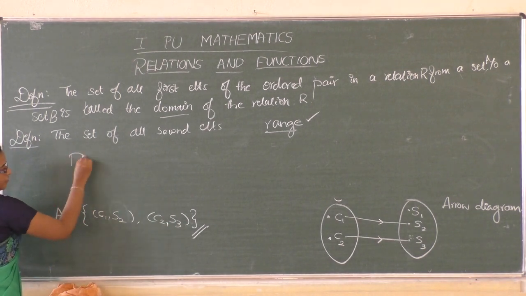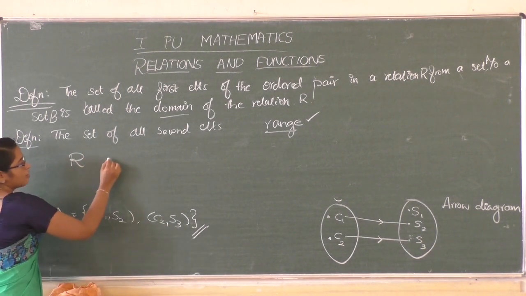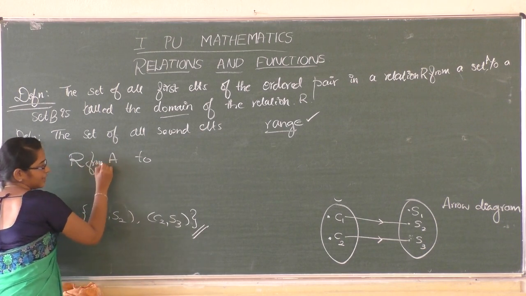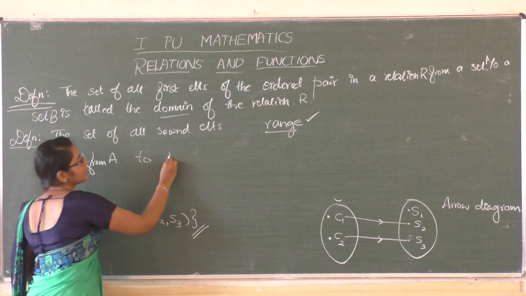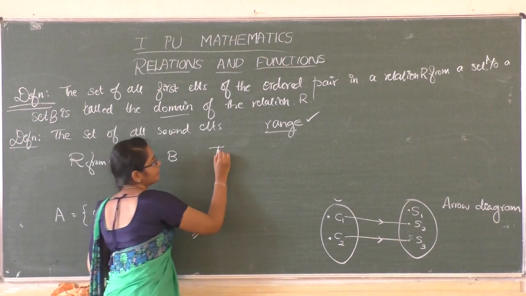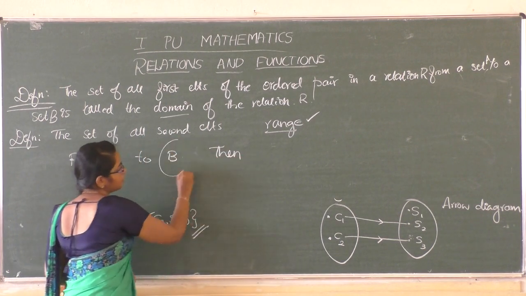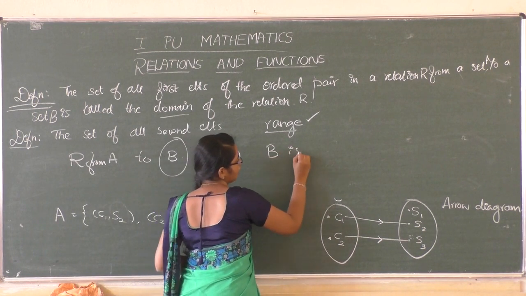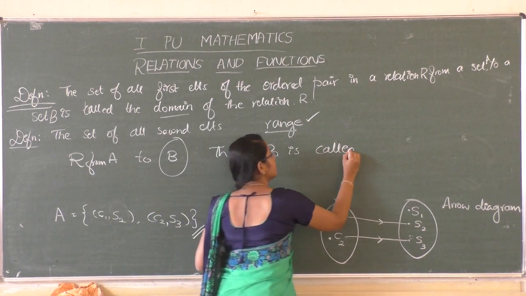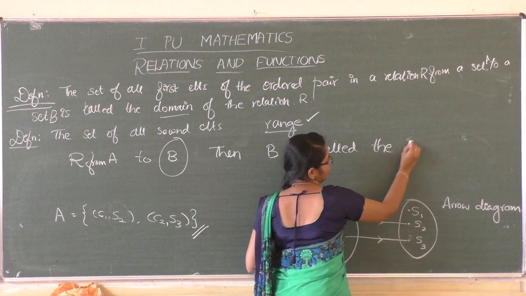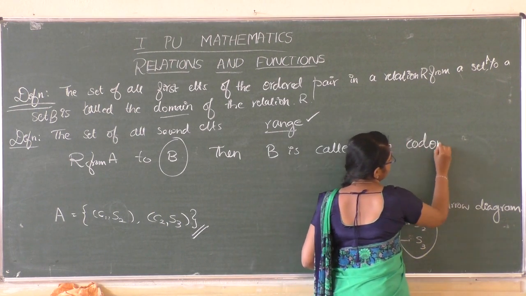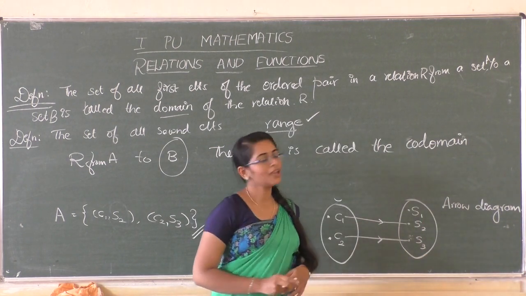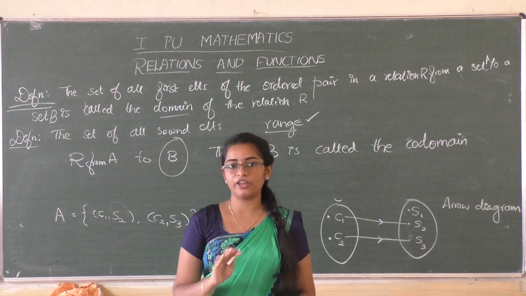And one more thing is the second set. R is a relation from a set A to a set B. Then B is called the codomain of the relation R. Now, one thing you should note here.